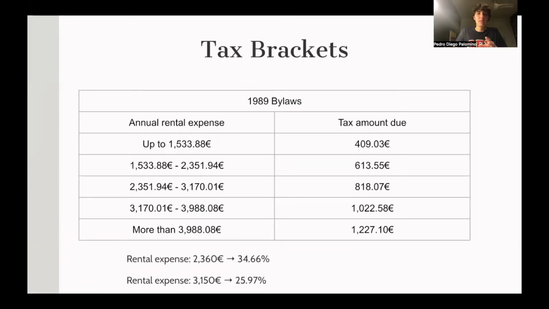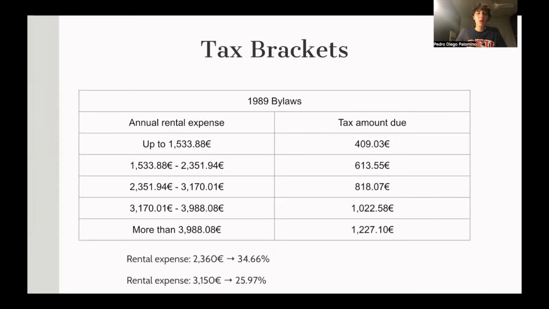There are two tax brackets in this case. These are the 1989 bylaws, and then there's also the 2002 and 2006 bylaws. So here we see, first of all, that the basis for the tax paid is the annual rental expense on the residency. And here we can see that there's 5 brackets, and the tax amount is due on the right. So the tax amounts due are fixed, irrespective of where you are in the tax bracket. So there are five tax brackets, and as we see, there's an increase in the tax amount due.